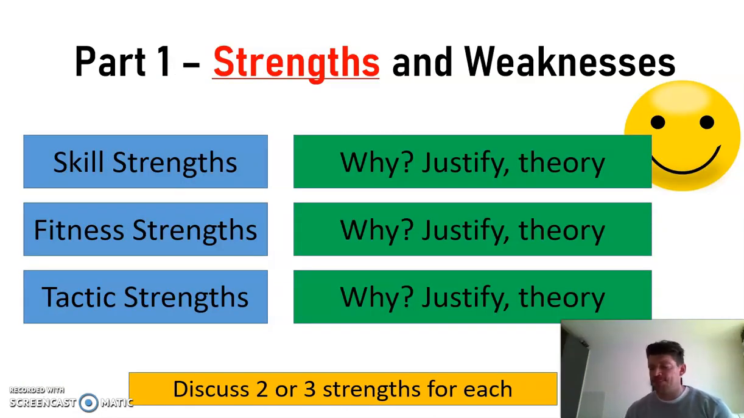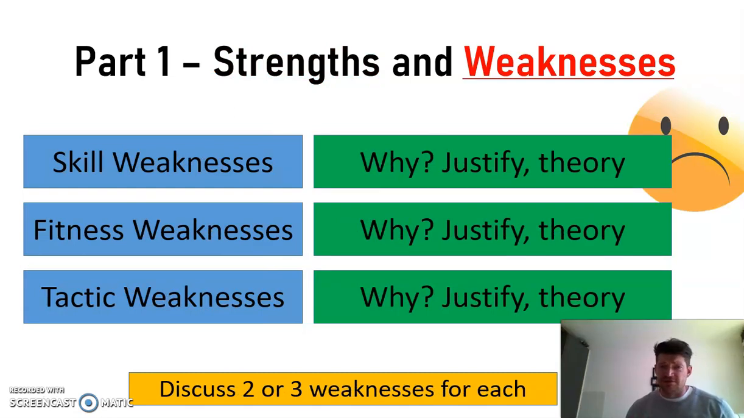So in part 1, you're going to recognise strengths of the performer. 3 different types of strength. You've got your skill strengths, your fitness strengths, and your tactic strengths. You have to justify why they are strengths of that performer. What are they showing you in that performance that indicates to you that that is a strength? And don't just go with one. Don't just talk about passing or cardiovascular fitness. Mention a couple, okay, and then you can get more theory into your answer as you go.